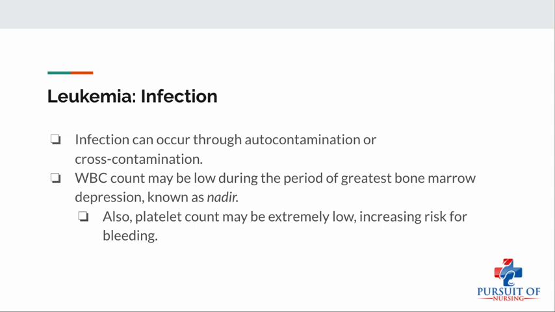Now, like I said, the platelet counts may be low, increasing the patient's risk for bleeding. The patient is at greatest risk for bleeding when the platelet count falls below 50,000, and then they will have spontaneous bleeding when the platelet count falls less than 20,000. At this point, the patient will need a platelet transfusion.